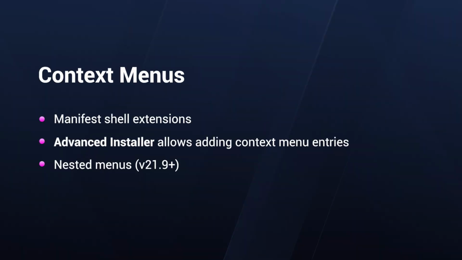Creating context menus in MSIX packages involves adding shell extensions in the AppX manifest file. Again, Advanced Installer streamlines this by allowing you to add new context menu entries in its graphical user interface, ensuring your application context menus are configured properly. We actually have an updated video regarding nested context menus that you can add with Advanced Installer starting with version 21.9. So I will actually show it right here.